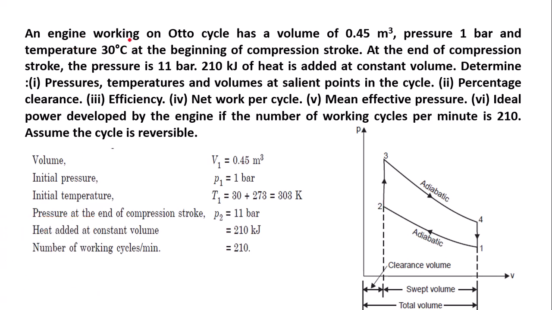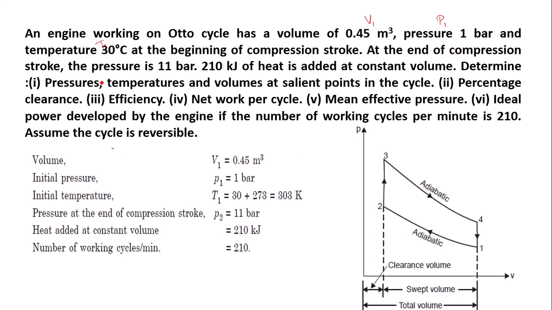So the question states that an engine working on the Otto cycle has a volume of 0.45 meter cube, pressure 1 bar, and temperature 30 degrees Celsius at the beginning of the compression stroke, which means the data provided here are for state 1. So we are taking these values as V1, P1 and T1.